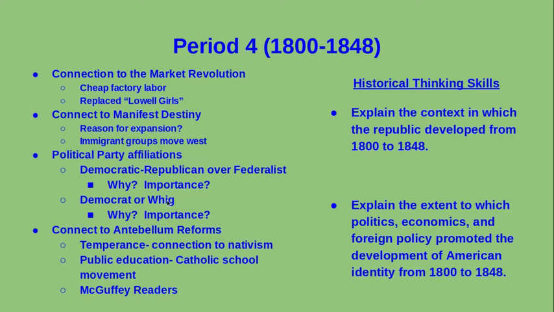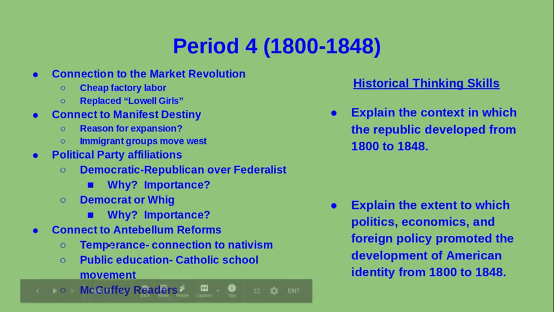Why? Well, the opposition to the Democrats, the Whigs, they're the ones who are going to push for a lot of these antebellum reforms. And they're the ones who are going to push for temperance, banning alcohol. They're also going to be the ones who really kind of start the idea of nativism. In fact, one group breaks off from the Whig Party in the 1850s and forms the Know-Nothings.